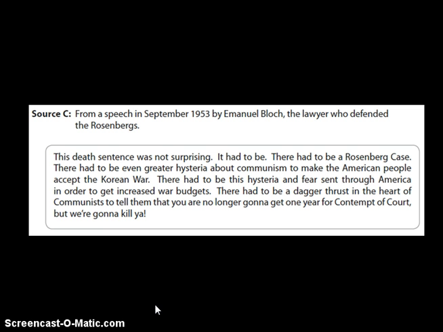Okay, so hopefully you read the provenance as well. It was something that was said by Emanuel Bloch, who was the lawyer who defended the Rosenbergs, and he's speaking, I think, after their execution. And if you have a look through, you can see that the message of the source is actually that the Rosenbergs were being used as scapegoats, that America had to have this case in order to be able to get permission or support for their increased war budgets, and in order for the American people to accept the Korean War.